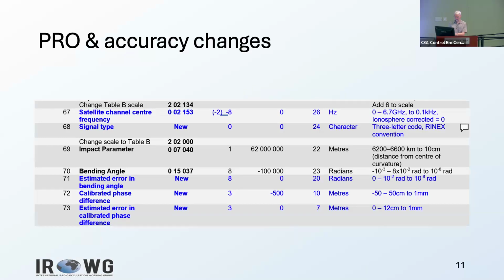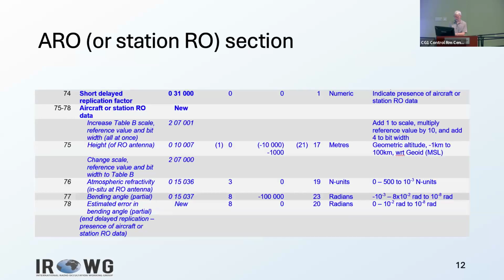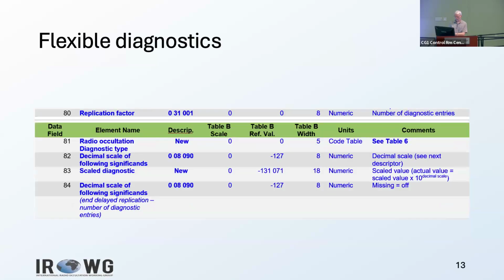Down here, we have the calibrated phase difference, and we have the estimated error in bending angle and estimated error in calibrated phase difference. We have the ARO or station RO section. It's a whole section here, and it includes the height of the RO antenna, the atmospheric reflectivity at the antenna, and then the partial bending angle and the estimated error in that. We have some flexible diagnostics, so these are vectors.